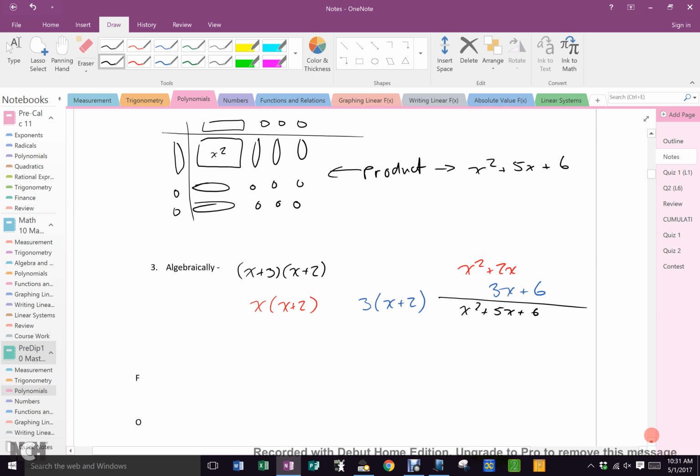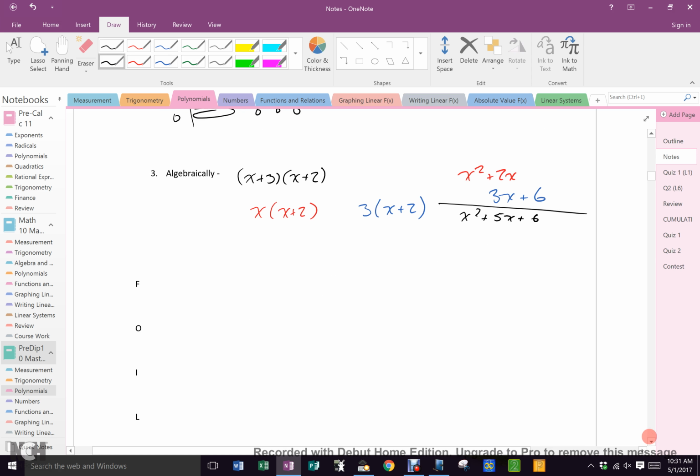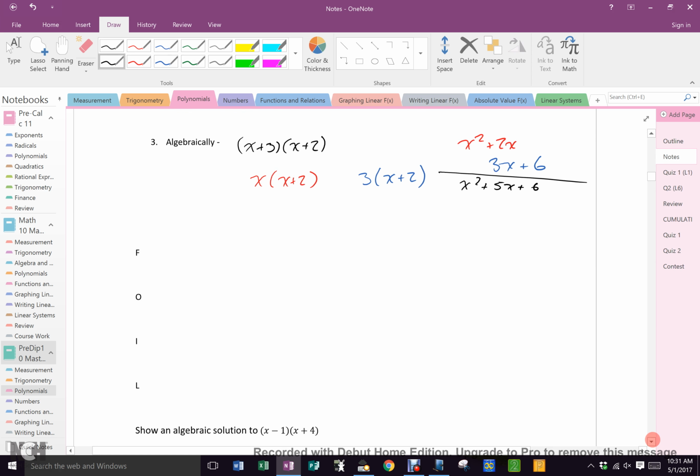That sets up what you guys know of. Some of you knew before than I showed you. It sets up this acronym, FOIL. First, outside, inside, and last.